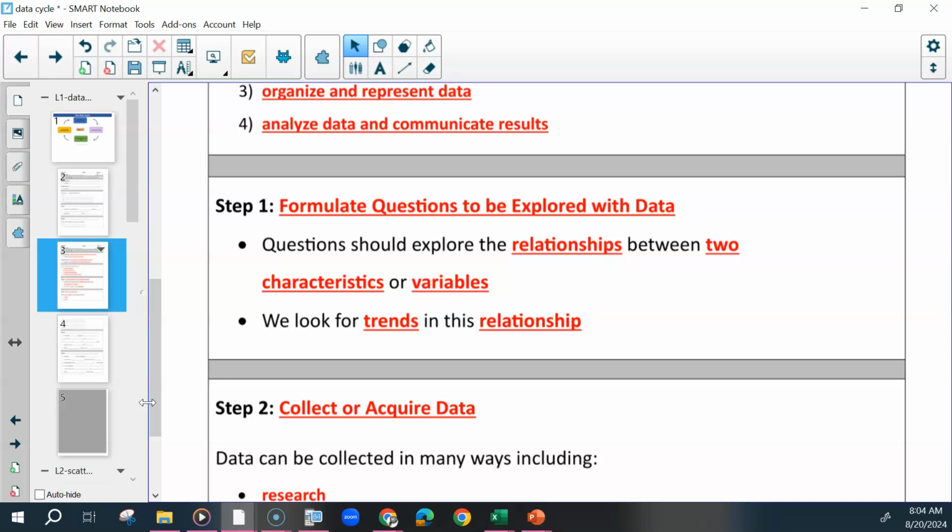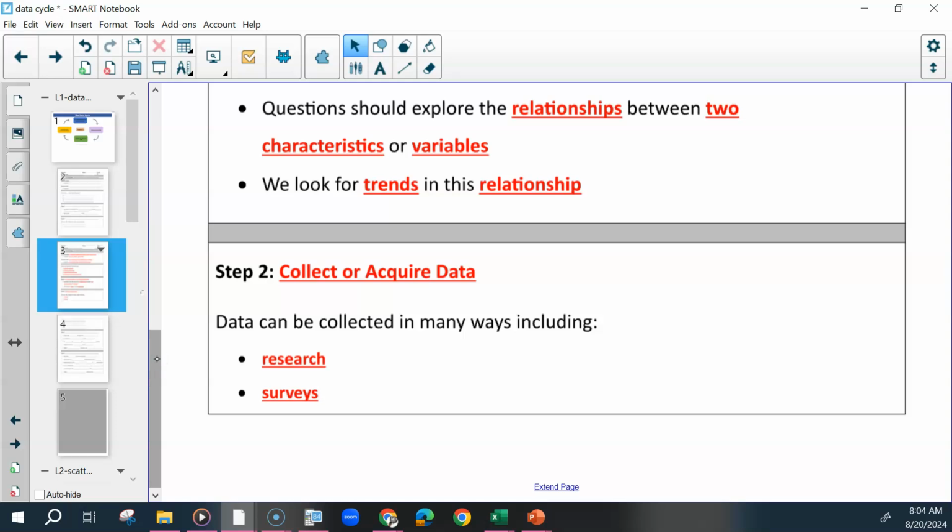So when we formulate questions, we want these questions to be something we can do with data that we're either going to find or that we can put together. So these questions should explore some sort of relationship between the two characteristics or the variables. And then we're going to look for trends in this relationship, and we'll talk more about what trends are here in a moment.